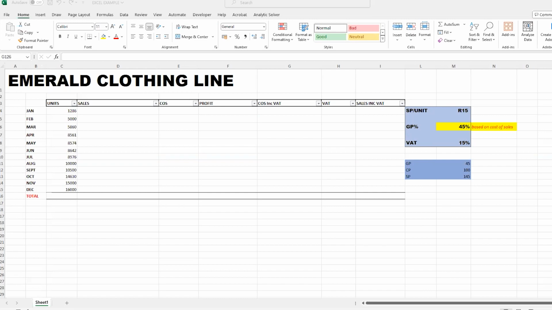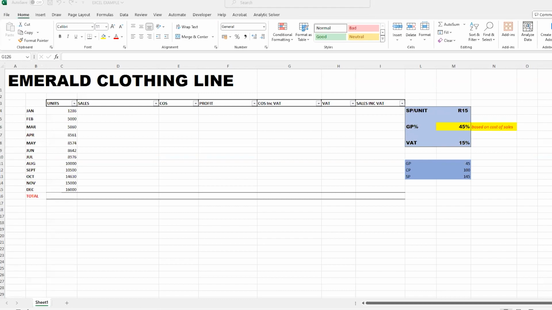So our focus in this class is to work through the mathematical functions and formulas. To do that, we're going to work through a company together. We're going to create a company. I'll call it by my son's name, Emerald Clothing Line. I've always thought of creating a clothing line for Emerald.